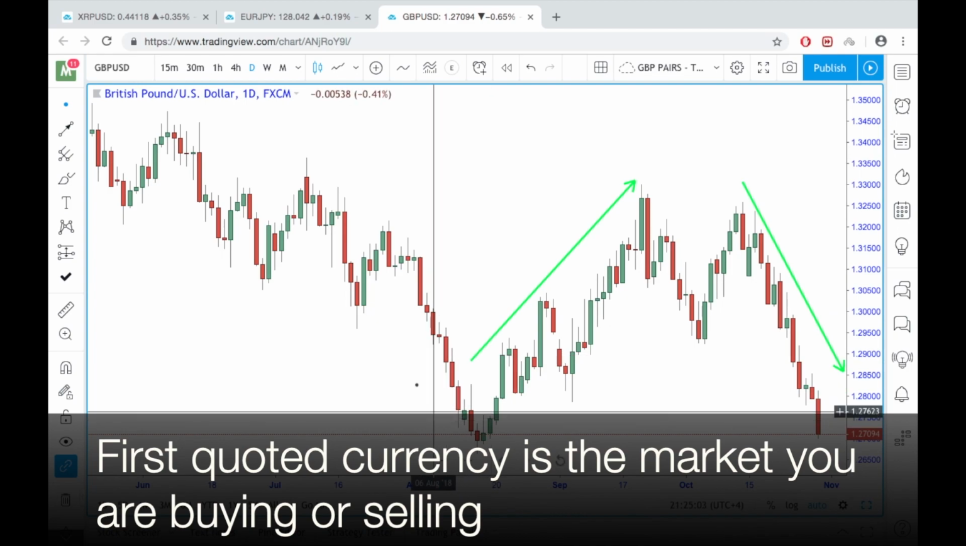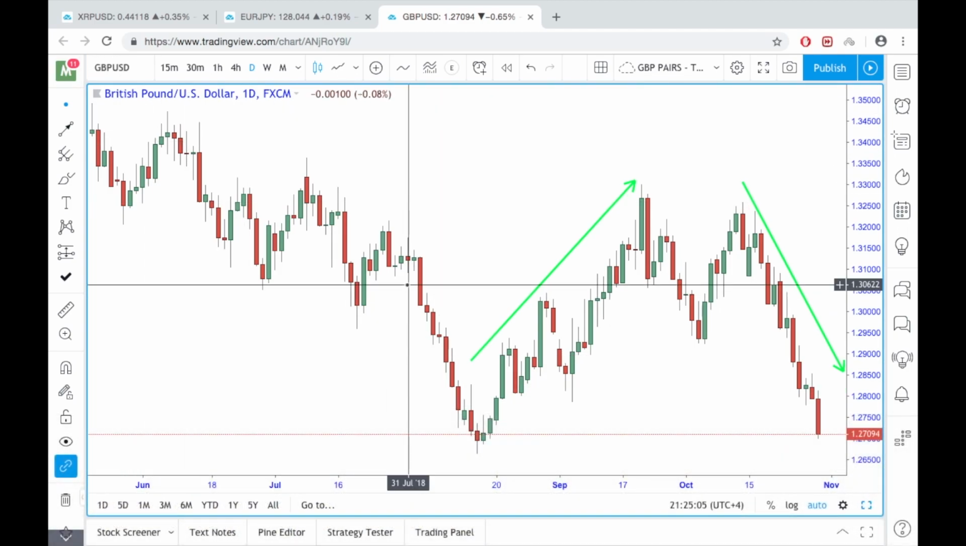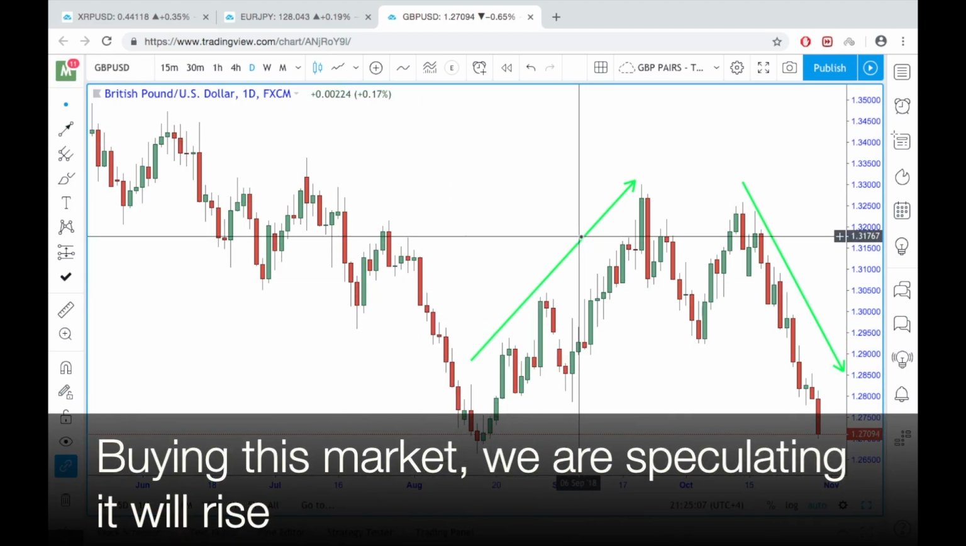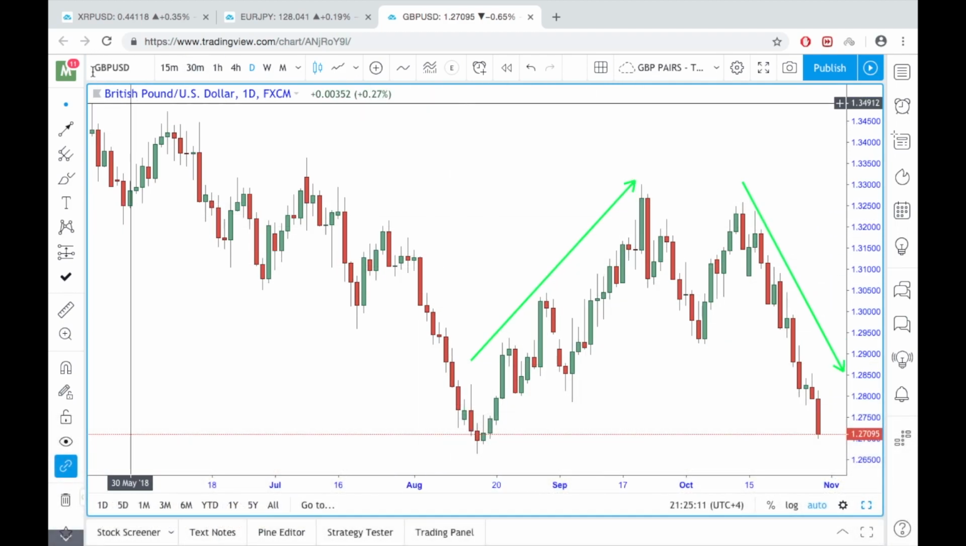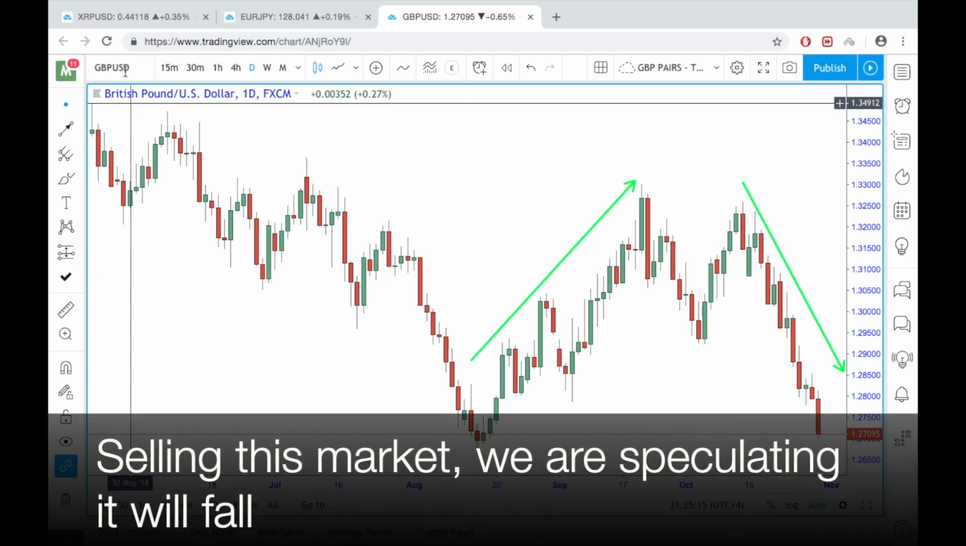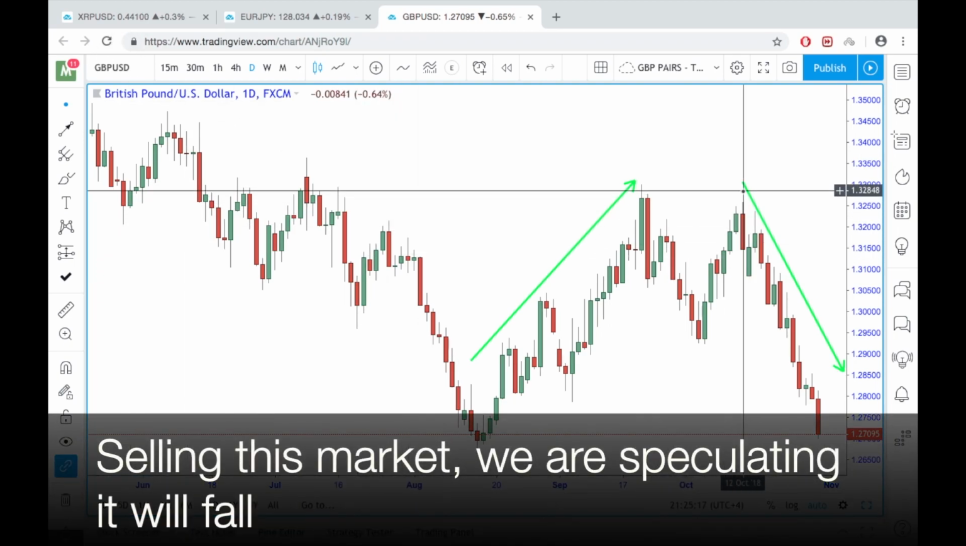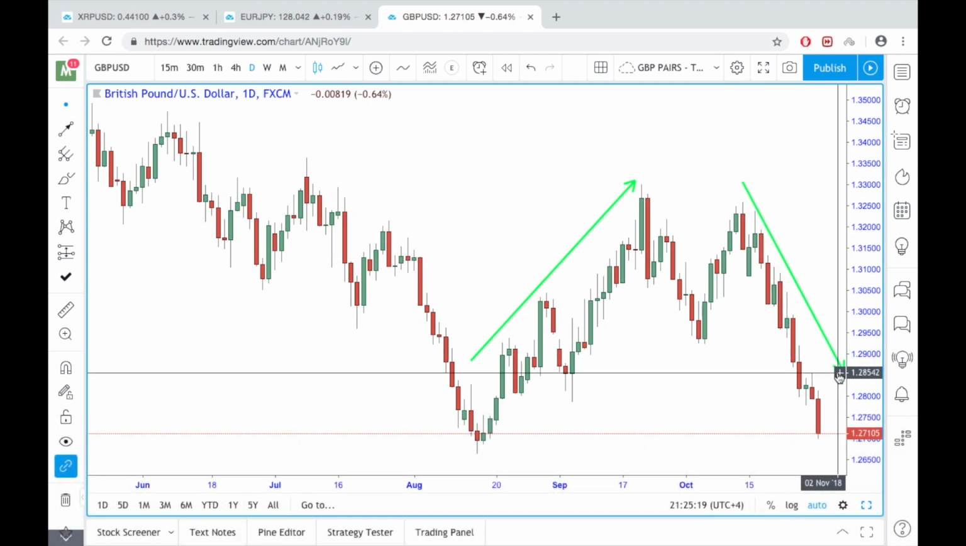So if you're speculating the pound to increase in value, then you would buy that market and you would expect this upwards move. Now, if you were speculating the pound to devalue or weaken against the USD, then you would sell that market and expect this downwards move.